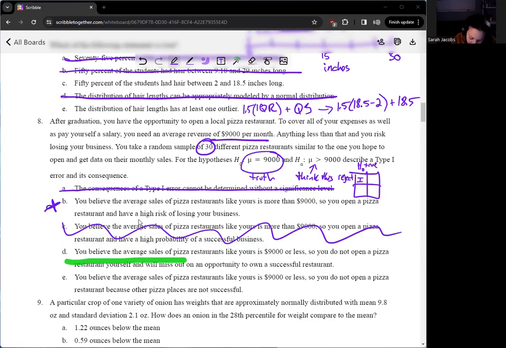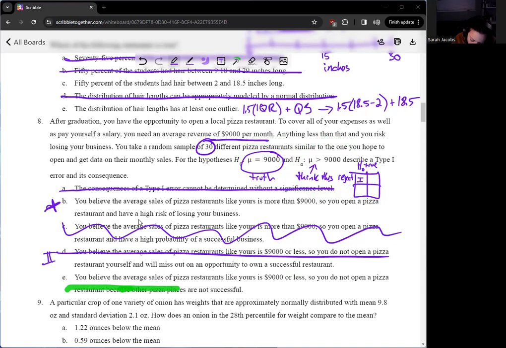D, you believe the average sales of pizza restaurants like yours is $9,000 or less, so you do not open a pizza restaurant yourself and will miss out on an opportunity to own a successful restaurant. That would be a type 2 error. That would be a "we think this, but the truth is that." So that would be the opposite of what we're being asked to describe. So that's not it. This is a type 2 error.